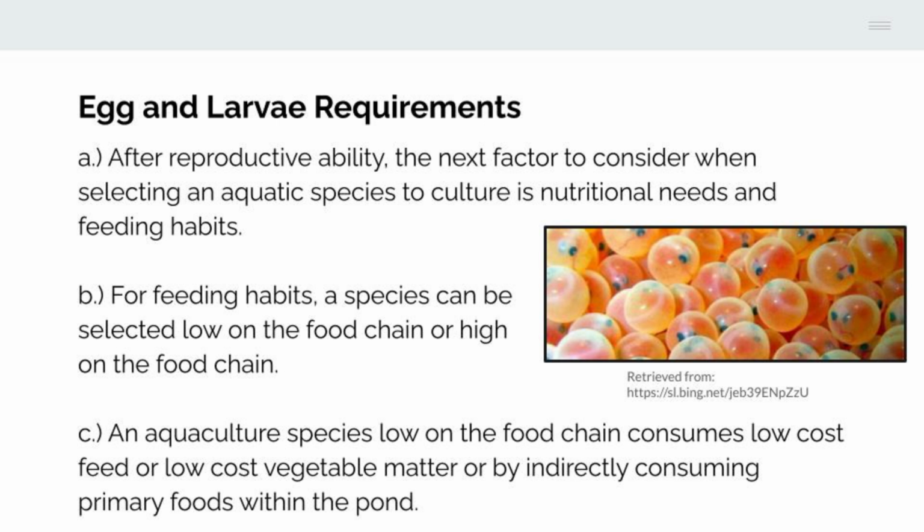An aquaculture species low on the food chain consumes low-cost feed or low-cost vegetable matter, or indirectly consumes primary foods within the pond. Species that feed on naturally occurring pond organisms or plant-based diets are more cost-effective to culture, making them ideal for sustainable and economical aquaculture practices. By selecting species with manageable feeding habits and nutritional needs, we can improve efficiency and reduce cost in aquaculture operations.